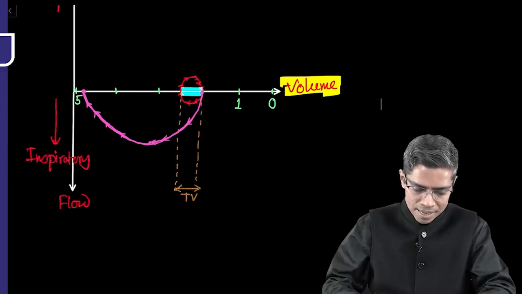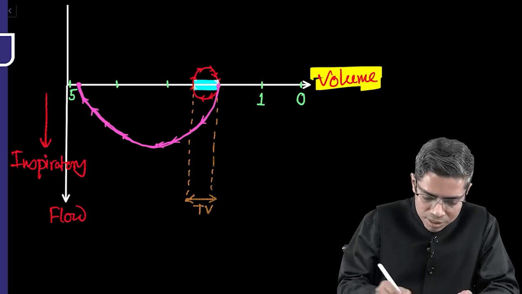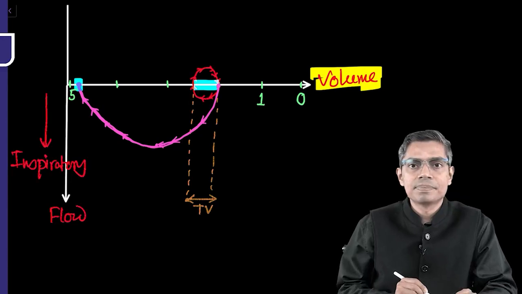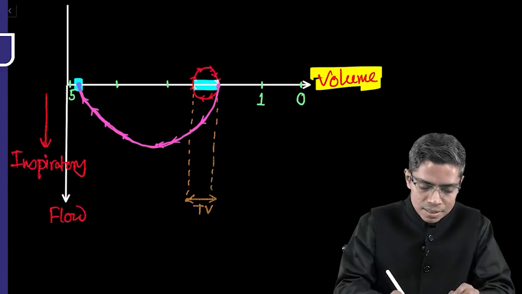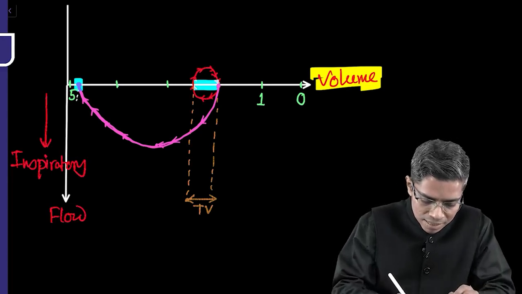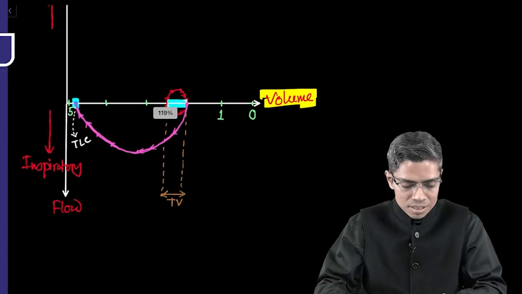So if I ask you, at the end of inspiration, the total volume, which is approximately 5 liter here, what is this volume? What is the name of this volume which is present inside the lung at the end of inspiration? So this is nothing but TLC, right? So this is TLC.